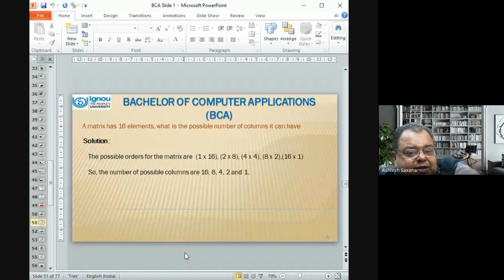Anyone who can see, I've written the answers over there. But can any one of you think of why these answers are written in this form? I'm talking about the number of elements, and we want possible numbers of columns.